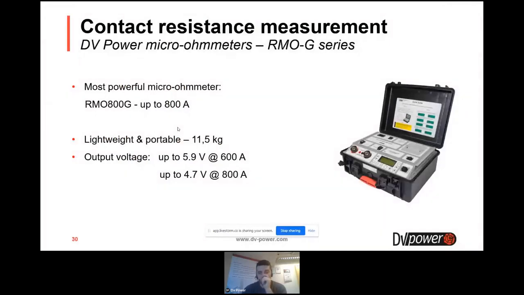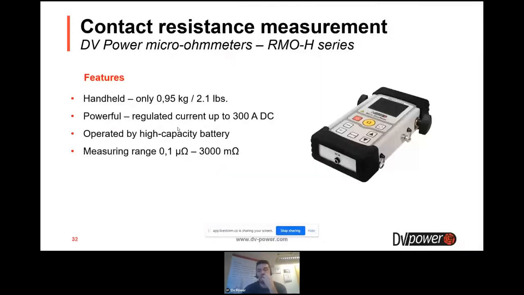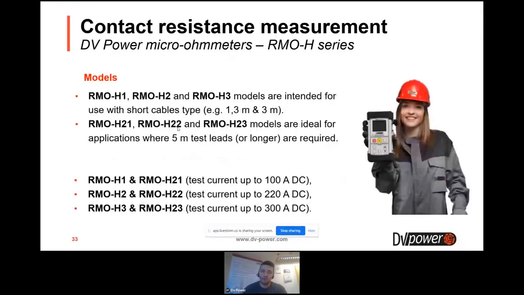So this is an example of an 800 ampere micro-ohmmeter for demanding applications, and this is an example of the INEMO H3 micro-ohmmeter, which can generate up to 300 amperes, and you can perform full day testing with only one charging of the battery. We have different models, so I will not bother you too much. You can select 100 ampere rated, 220 ampere rated, or 300 ampere rated models. You can select models which use short cable types, or if you still want to use traditional long cables, we have models which can be used with 5, 10, or even 15 meter cables.